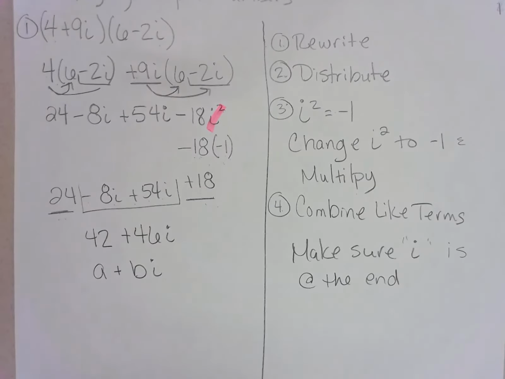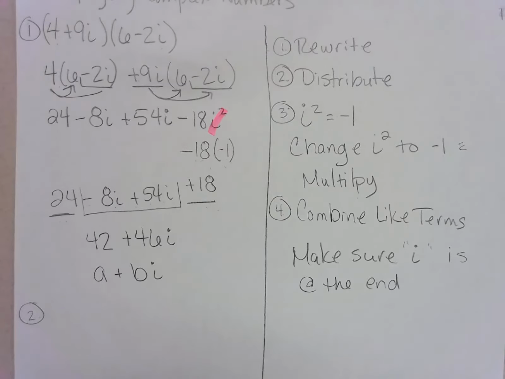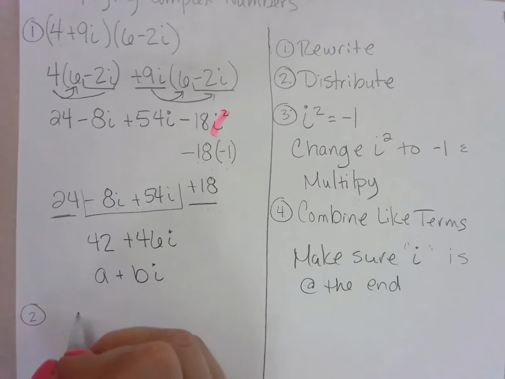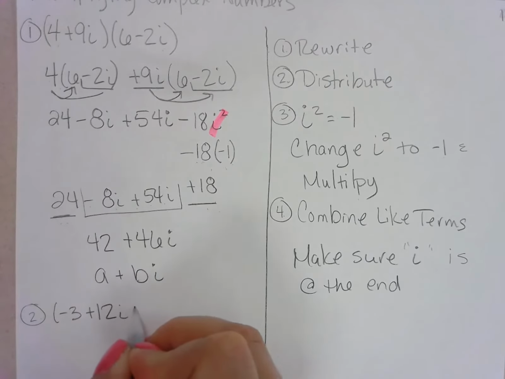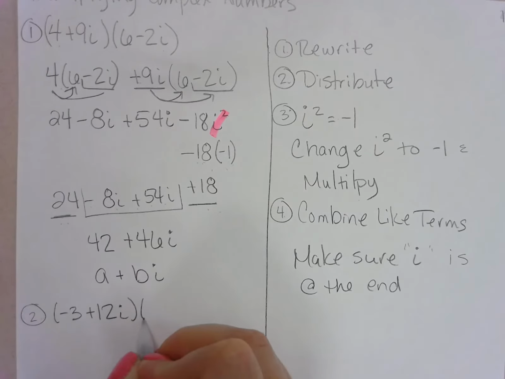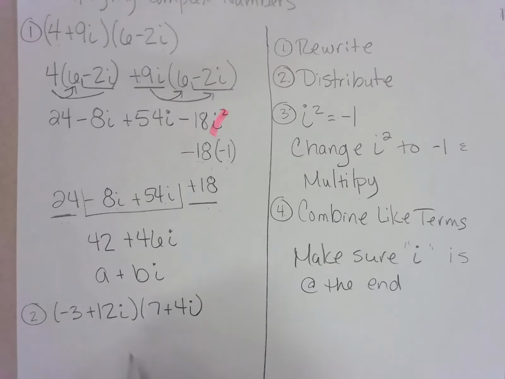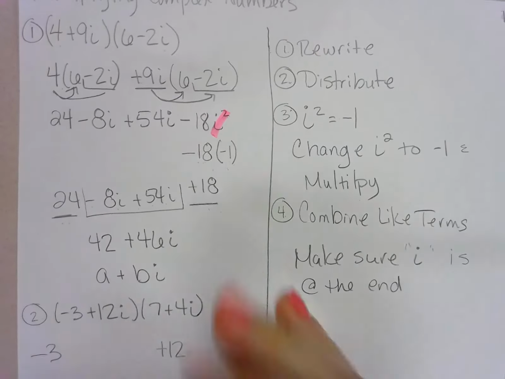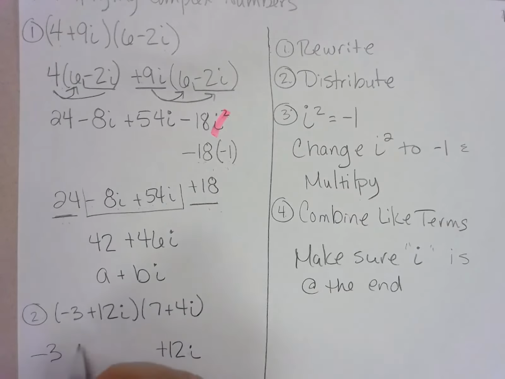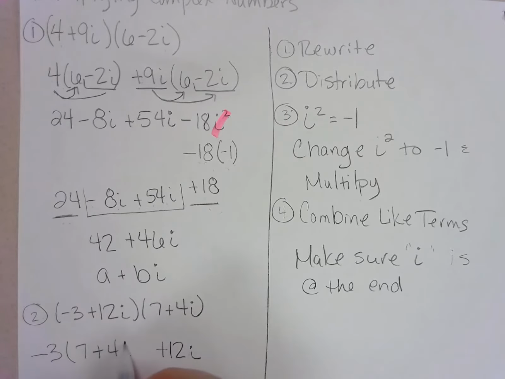Let's do another example, because the biggest thing you're going to have to deal with is signs and signs changing. So this problem is negative 3 plus 12i times 7 plus 4i. So we're going to take the first set of parentheses apart, and we're going to multiply both pieces by the second set of parentheses.